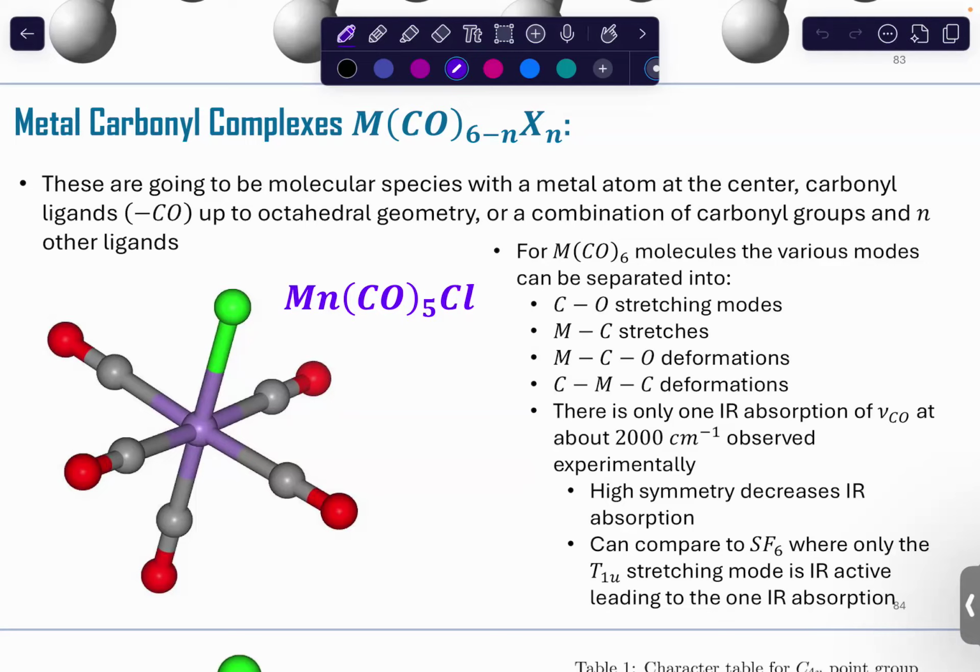And so then of course you'll have your 6 minus N carbonyl groups and N other groups. I could have MCO6, but since I have MCO and then I have chlorine, that's an N of 1. So chlorine is N equals 1. So that'll be metal CO5 Cl. In this case, it's manganese.